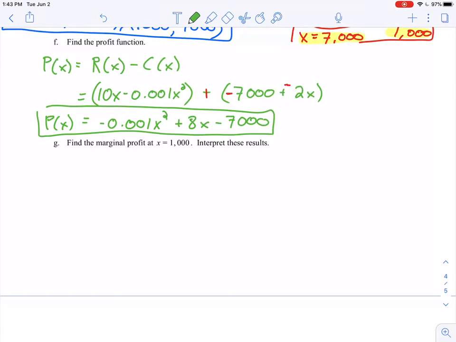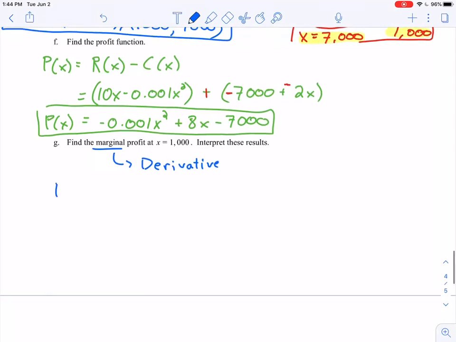Lastly, for this problem, I want to see if I can find the marginal profit at x equals 1,000 and then talk about the results. So again, I see we're talking about marginal profit right here. Again, that word marginal should hopefully start to be linked in your mind with the derivative. So I need to find the marginal profit function first and then take 1,000, plug that in, and then just talk about what that number means. So first let's find P prime of x.